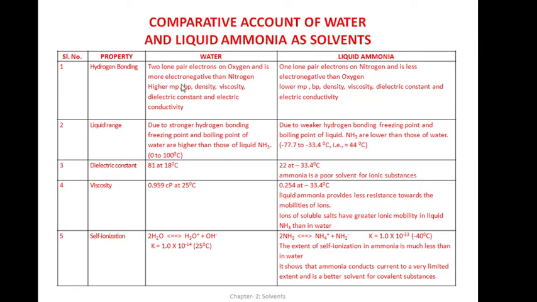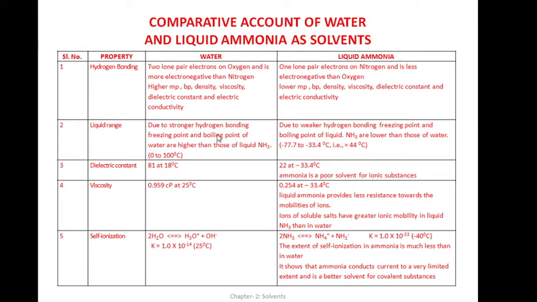So what happens to the properties due to hydrogen bonding? Water has higher melting point. Ammonia has lower melting point. Water has higher boiling point, higher density, higher viscosity. Whereas liquid ammonia has lower boiling point, density, viscosity, dielectric constant and electric conductivity. But water has all these components higher, mainly because it bonds well. It has greater number of hydrogen bonds. This is the first property.